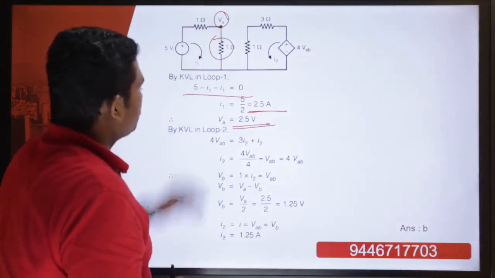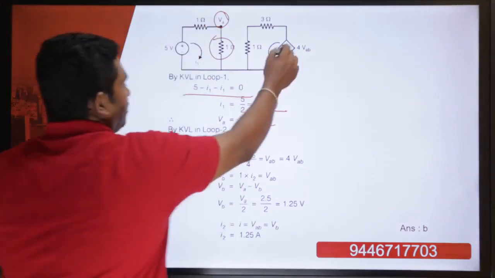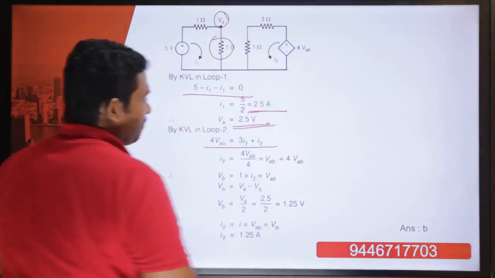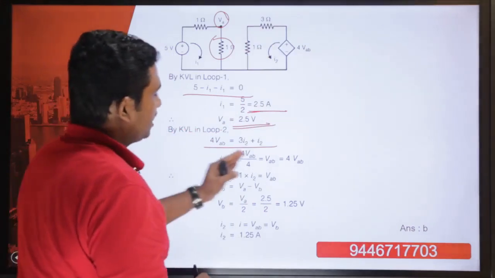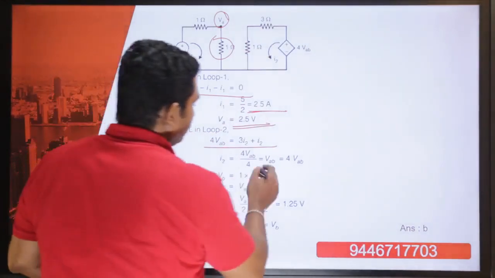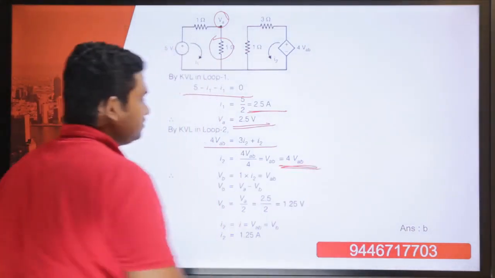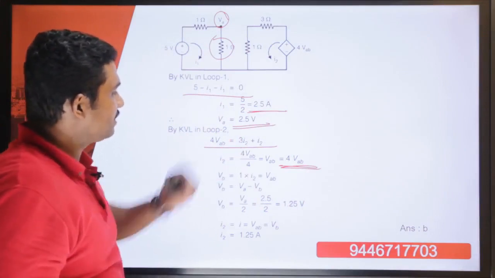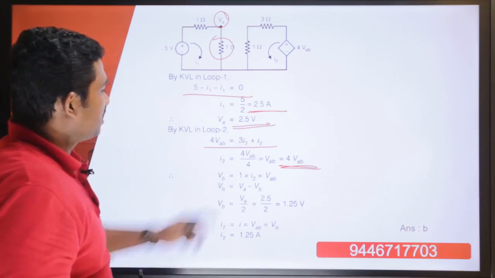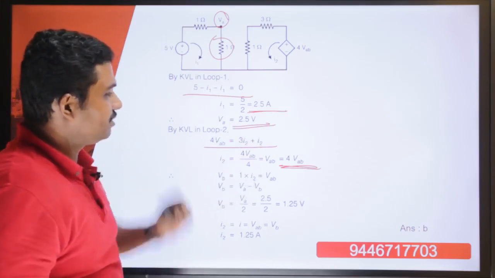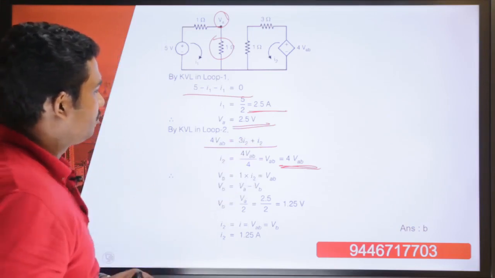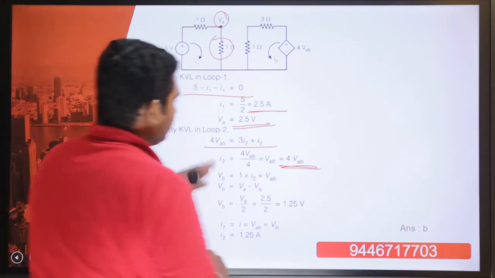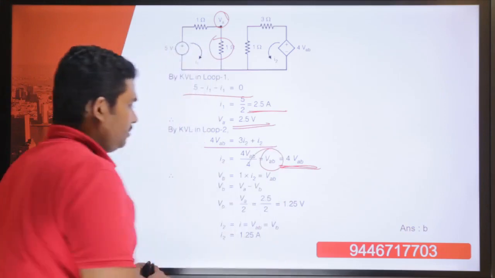We are making an equation for loop 2: 4 VAB equals 3I2 plus I2. From this you can make an expression for I2. Because this is 3I2 plus I2, it becomes 4 I2, so I2 is equal to 4 VAB divided by 4, which is equal to VAB. So this is VAB, and I2 is equal to VAB.